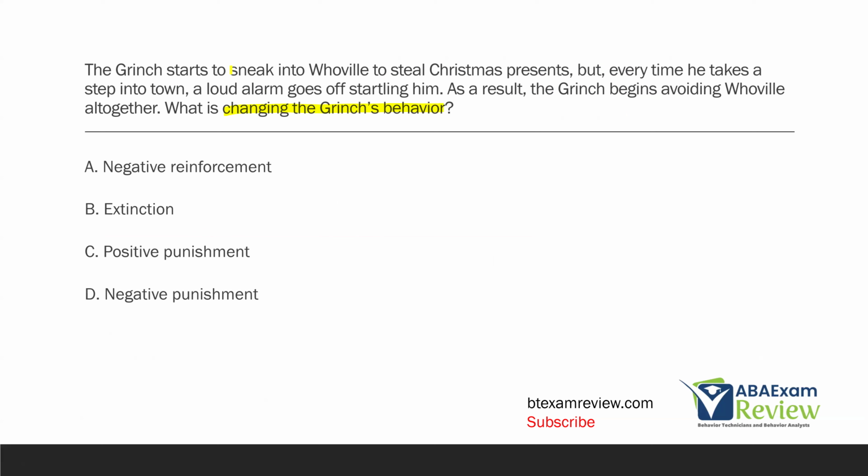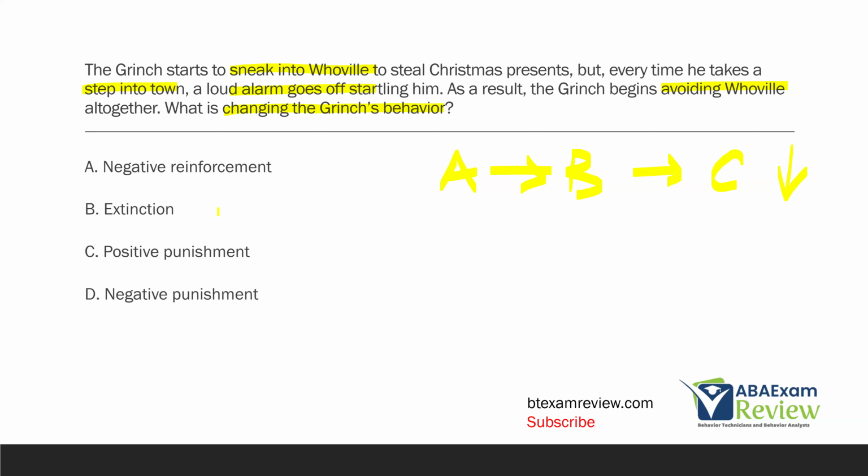What do we know about the Grinch's behavior? We know he's sneaking into Whoville to steal presents. But when he gets into town, an alarm goes off. As a result, what happens? The Grinch begins avoiding Whoville altogether. So the Grinch is sneaking into Whoville, he steps into town, the alarm goes off, and the Grinch's behavior decreases. So if it's a decrease, it has to be what? It has to be extinction or punishment. It cannot be reinforcement because reinforcement increases behavior.